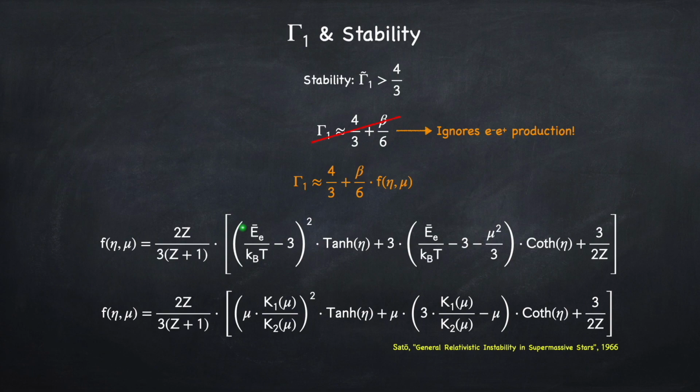So now we have a correct expression for gamma 1, and a condition that if gamma 1 drops below 4/3, the star will go unstable due to pair production. So what does that mean? That means that this function f, if it goes negative, gamma 1 will go below 4/3, and we have instability. So we have to find when does f go negative. To actually know the value of f as a function of temperature, we still need to know what eta is, meaning we have to find the chemical potential of the electrons. So let's do that now.